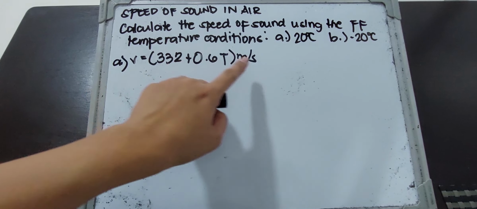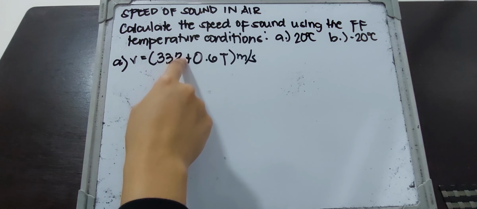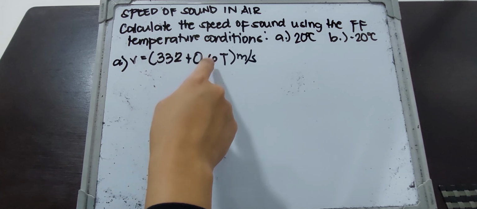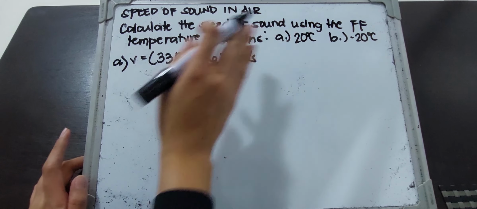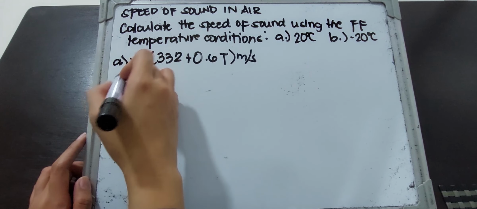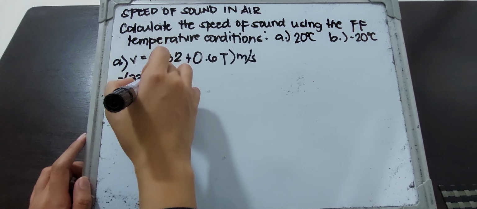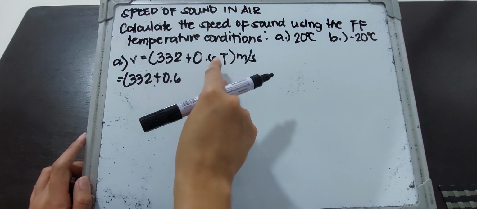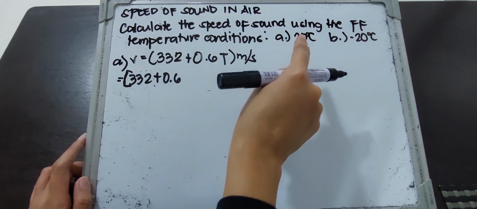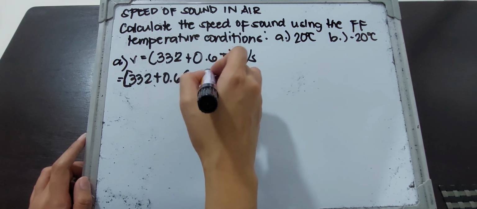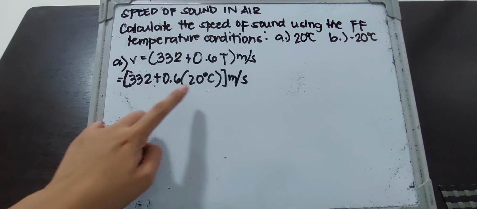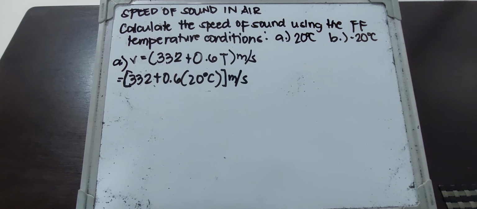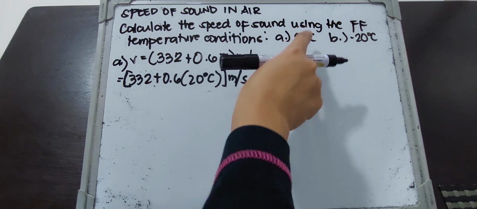Hindi na dito sinama, dito na lang. Pero pwede din namang dito, 332 meters per second, 0.6 meters per second. Then mawawala na dito sa dulo pag dito niyo siya sinulat. So, substitute 332 plus 0.6 times 20 degrees Celsius and our unit. Since magkakaparehas, kaya dito lang sa dulo. Pero wala naman yung kaso, kung dito niyo ilagay. So, again, ito lang naman yung ating isa-substitute.